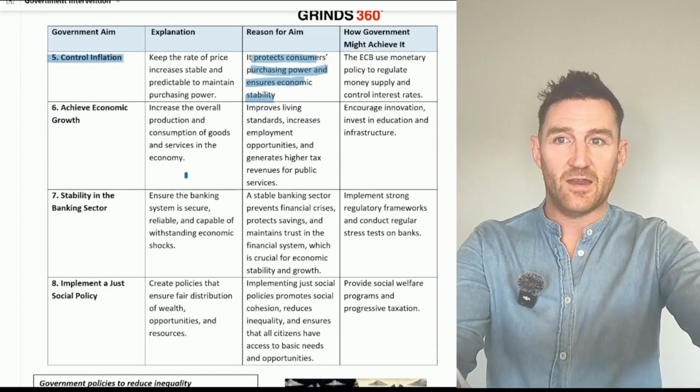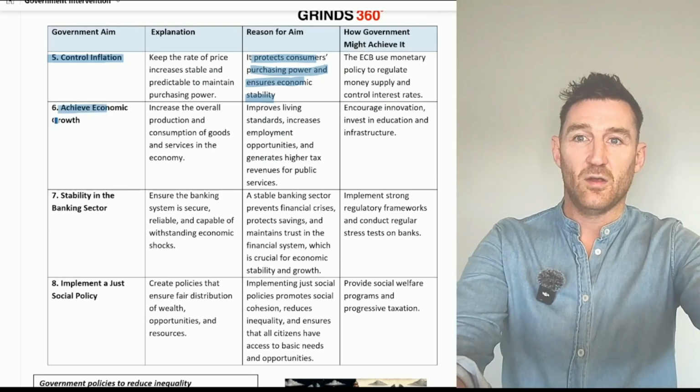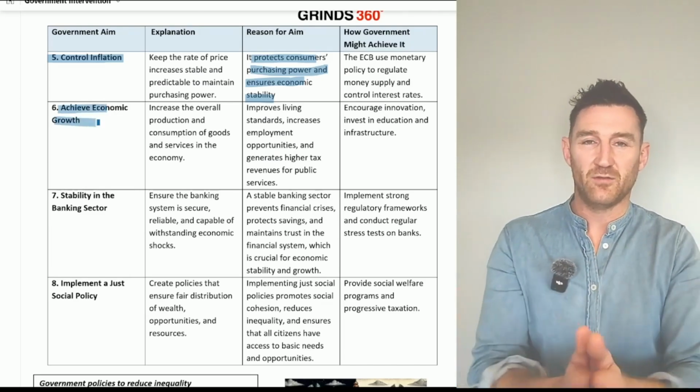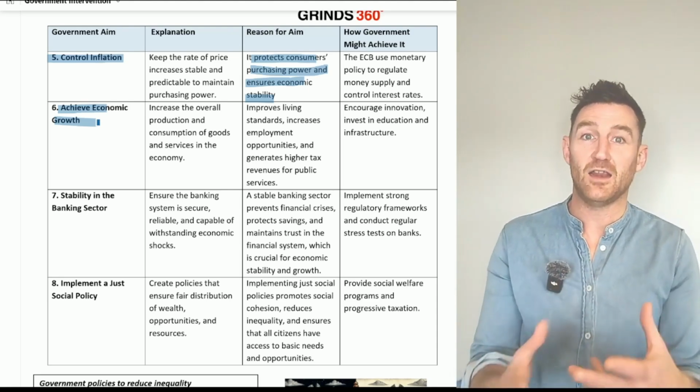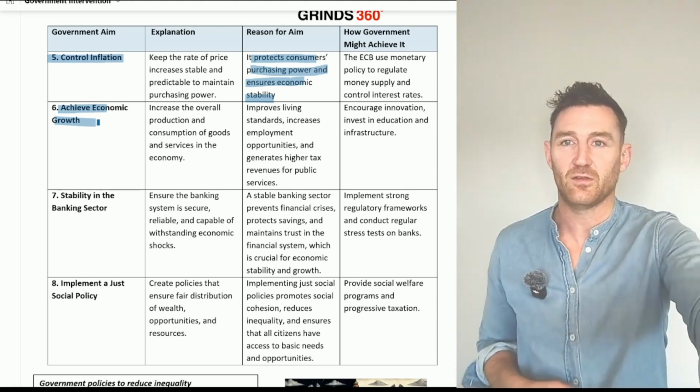Achieve economic growth is the next one. That's an obvious enough one. So explain that. Well, economic growth at a very basic level just means we made more stuff this year than we did last year, or it means that the value of the stuff that we made this year is greater than the value of the stuff we made last year.